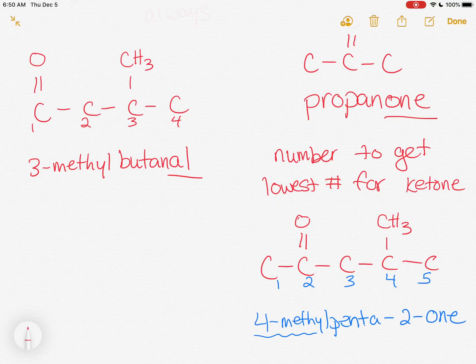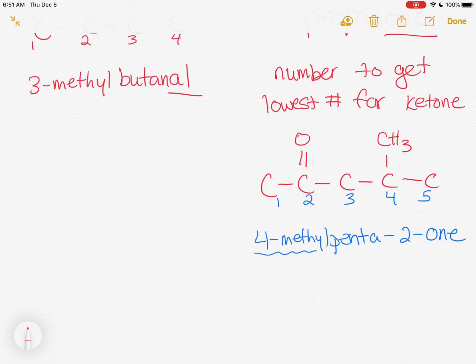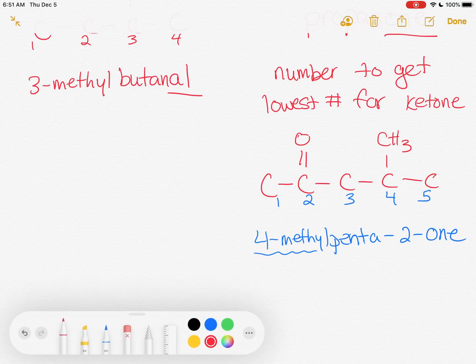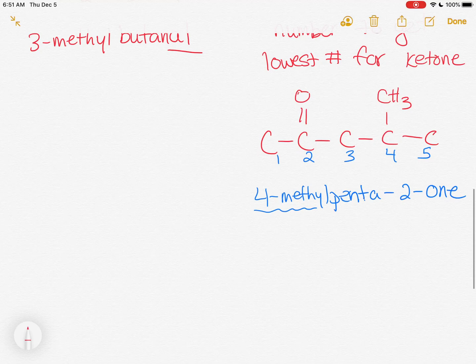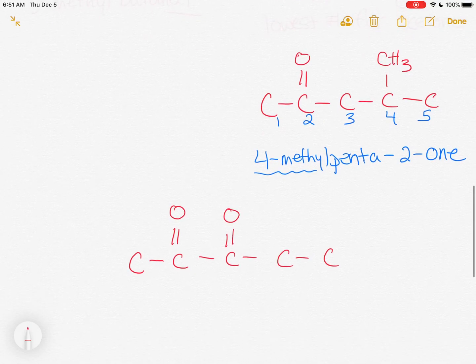Okay. One of the other things with our ketones and our aldehydes is we can have 2 double bonded oxygen groups, or 2 ketone groups, 2 aldehyde groups. And we're just going to use what we've been using with our double bonds or our triple bonds. We're going to use a di or a tri to show that we have 2 or 3. So say we have 2 ketone groups.